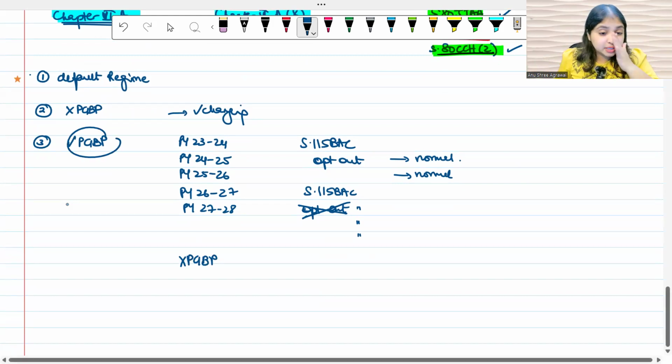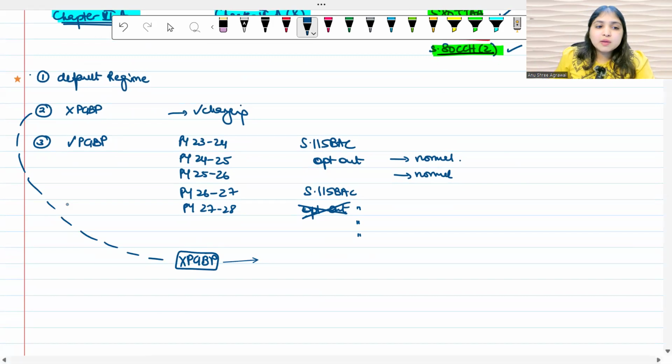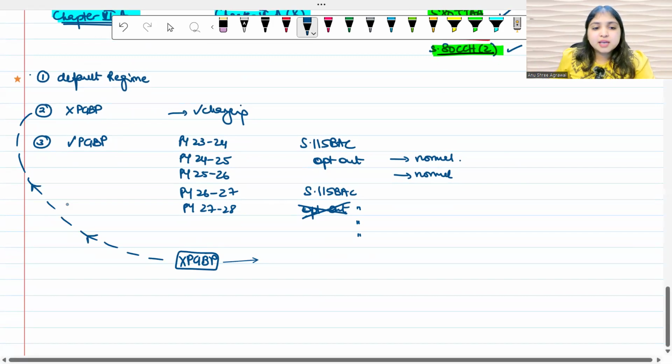Earlier, he was having PGBP and he reaches a point where he does not have PGBP anymore. If he doesn't have PGBP anymore, then he will fall under point number 2, which means if he doesn't have any PGBP anymore, now he can start jumping, he can start changing 115 BAC, normal, default, normal, like that he can keep changing. Get understanding? So your assessee can opt out once and he can come back once.